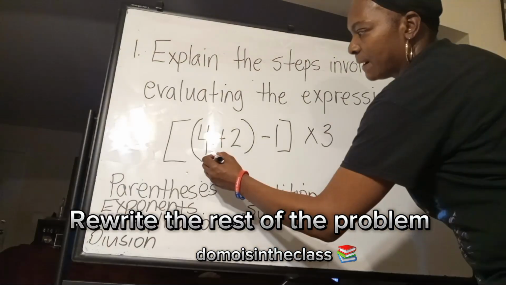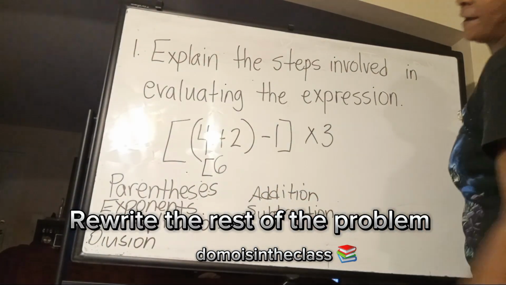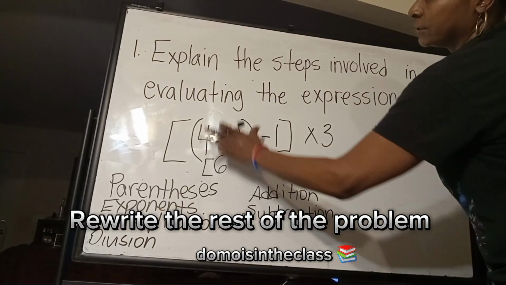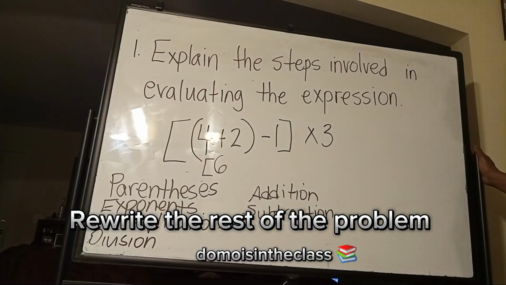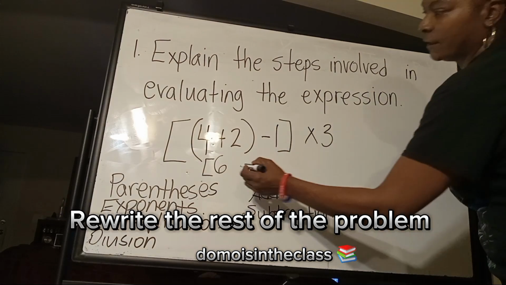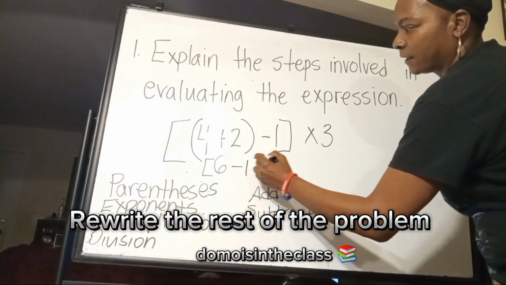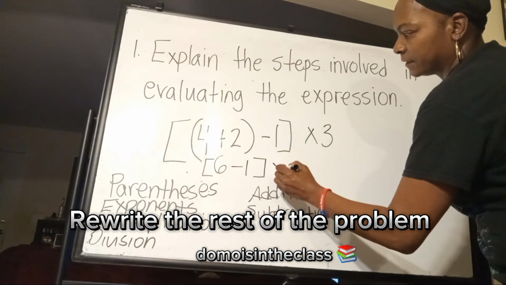And I'm going to close my bracket. Why? Because we solved what's in here. So now we no longer have parentheses, but we do still have our bracket. And I'm going to rewrite the take away 1 and close bracket times the 3.